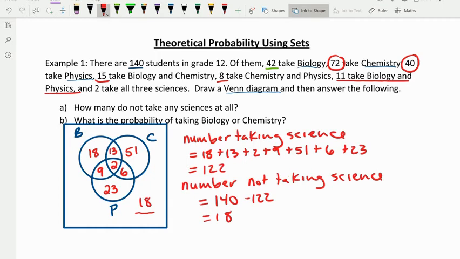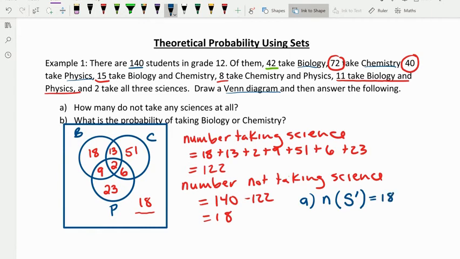Okay. Now, using proper notation, part A, the number of students that are not taking science. Remember, we can use that little prime symbol that means not, science not, equals 18.